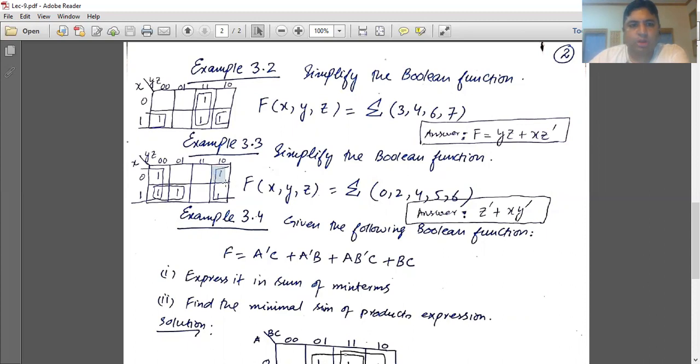First of all, we have taken these 4 adjacent ones, just like in the last question, the edges: this one and this one were taken adjacent. Now these two and these two on the edges are taken adjacent. So these 4 ones will be taken adjacent at the same time. When you take 4 ones adjacent, you will eliminate 2 variables at the same time. We can see which 2 variables are eliminated here. In these 2 squares, x is eliminated because x is changing from 0 to 1, but the function remains the same, 1. So x will be eliminated.